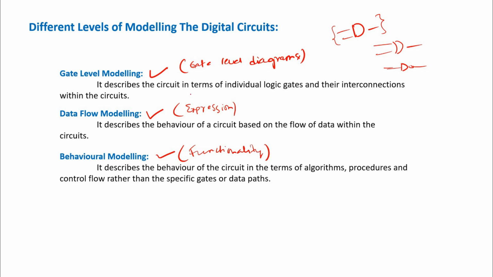For all these three cases, we can take one example, the AND gate. For example, this is my AND gate diagram. I know the gate level diagram of this AND gate, so we can use gate level modeling. I know the expression, for example, Y equals A and B, where A is an input, B is an input, and Y is the output. So this is the expression for the AND gate, and we can use data flow modeling.